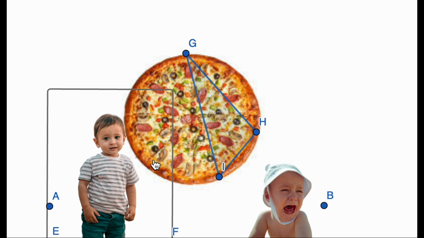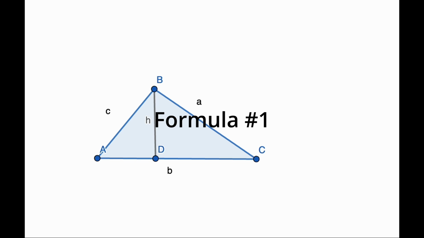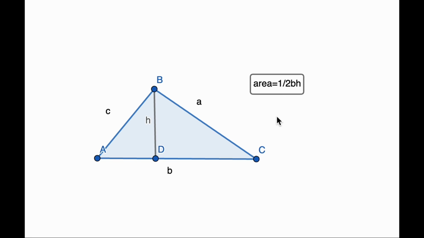What can we do? Well, here's two formulas to help you solve this problem. So here we have a triangle ABC, and we all know that in order to find the area of this triangle, the formula is 1/2 base times height.